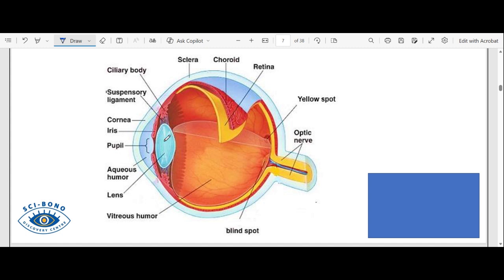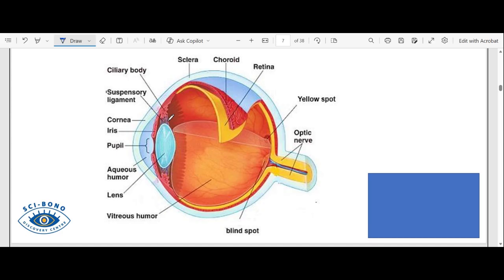So our lens is held by our suspensory ligaments. As you can see, the suspensory ligaments hold the lens in place, right? And they also alter the shape of the lens, in order to form a clear vision for an image that's less than 6 meters and an image that's more than 6 meters. We'll look at that process. That process is called accommodation. We'll look at the function of suspensory ligaments when we get to accommodation.